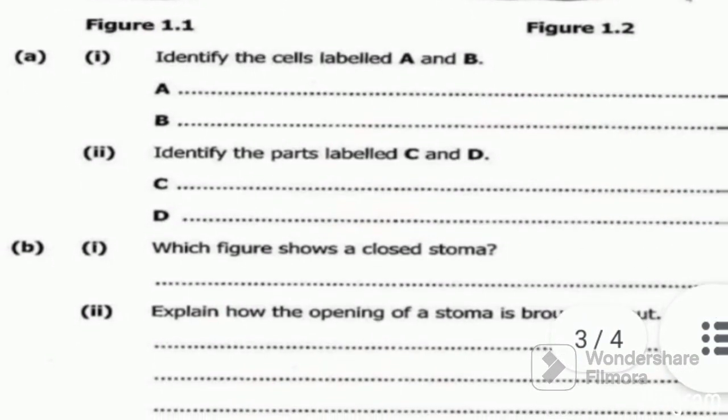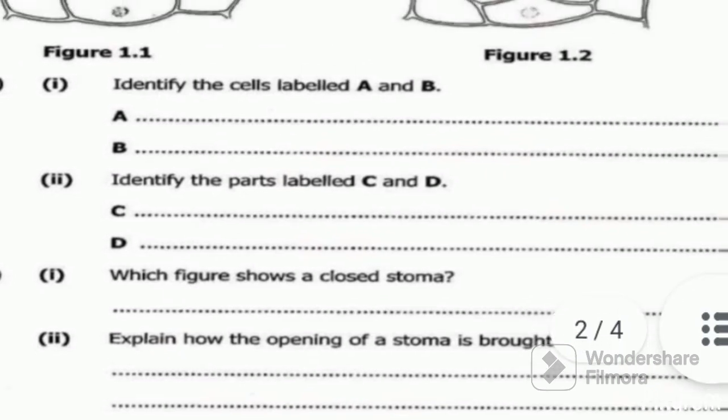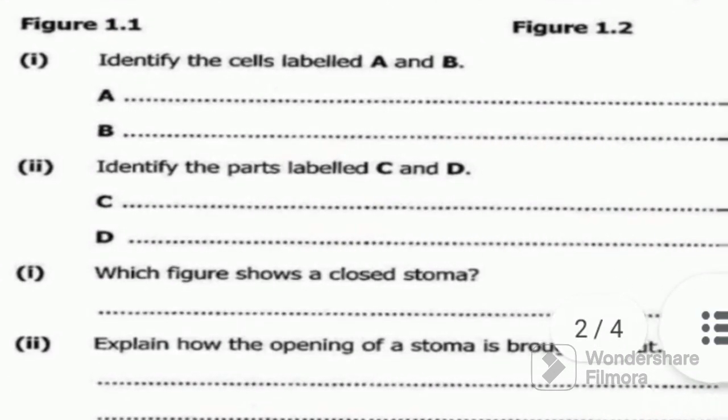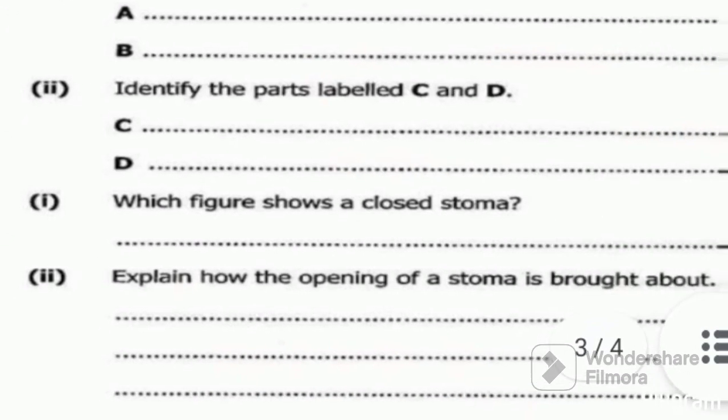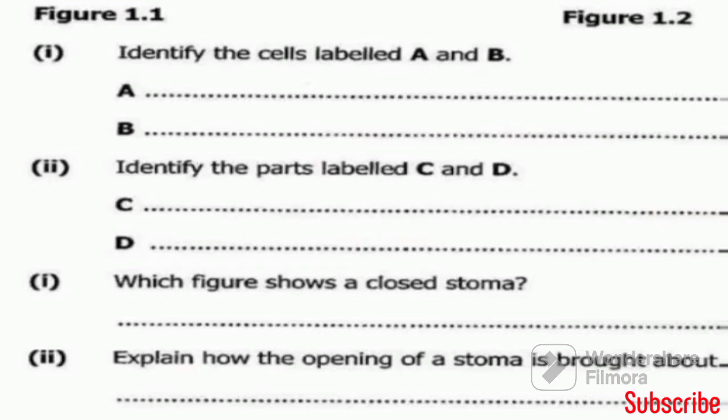Question B, Roman numeral 1 is saying, which figure shows a closed stomata? Between Figure 1.1 and Figure 1.2, which one shows a closed stomata? If you look clearly at these two diagrams, you can tell that Figure 1.1 shows a closed stoma.